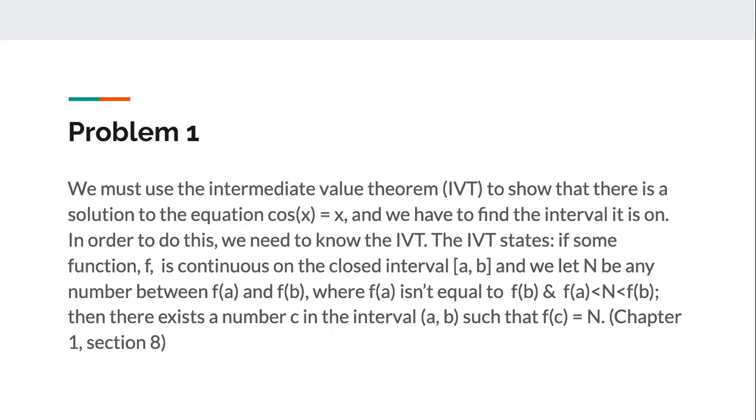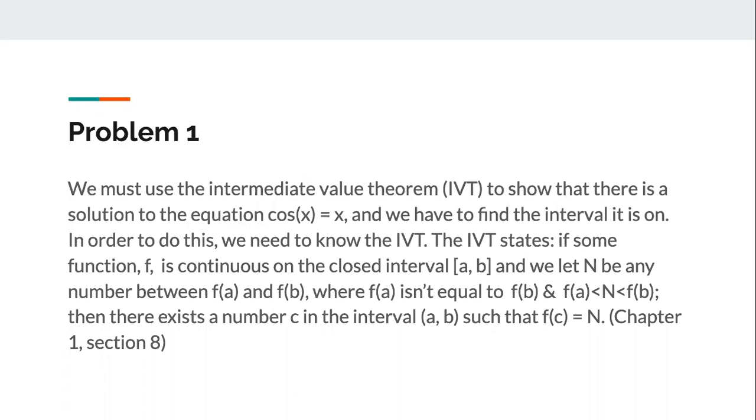So problem 1, we need to use the intermediate value theorem, which is abbreviated as IVT, to show that there is a solution to the equation cosine of x equals x, and we need to find the interval that this solution is on. So in order to do this, we need to know what the intermediate value theorem actually is.